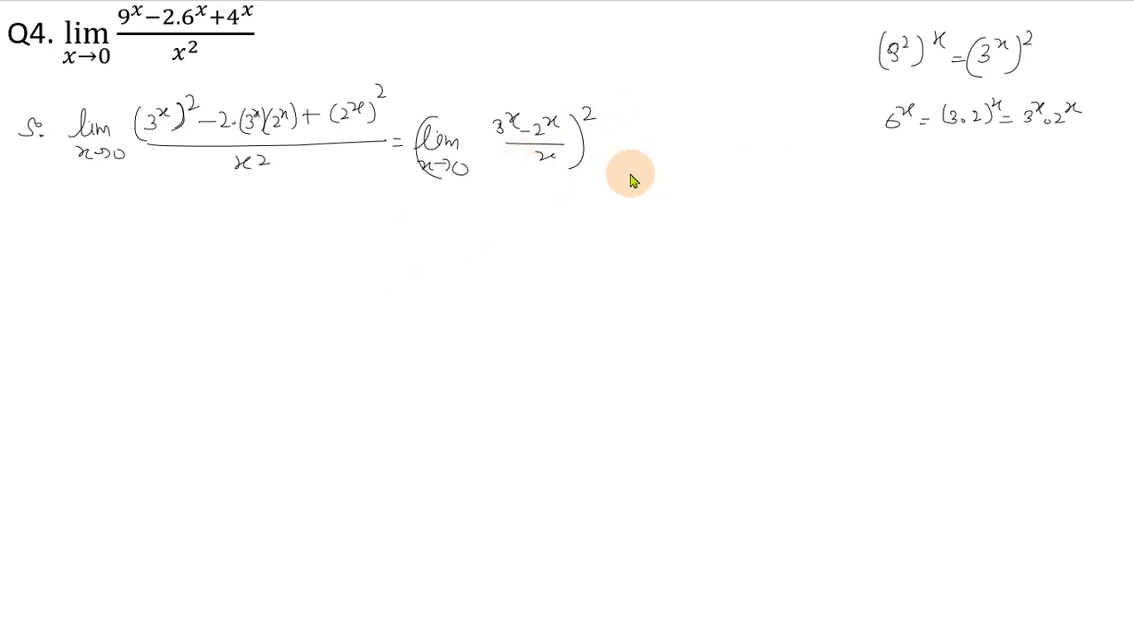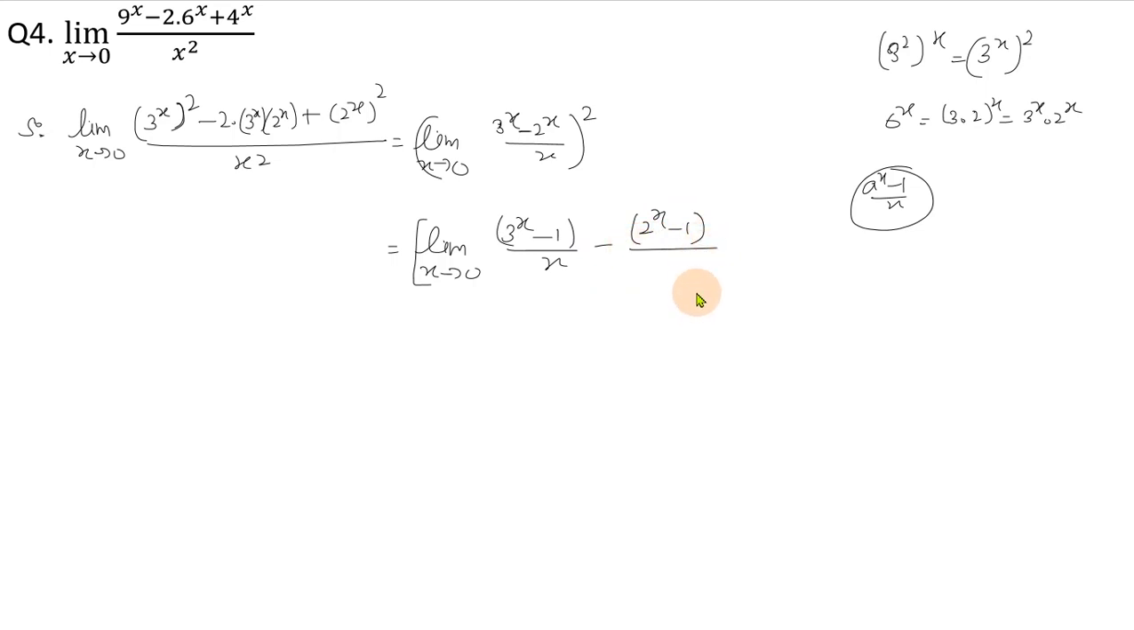Now we have to apply the formula a power x minus 1 upon x, because it is of the same form, but one term is missing, that is minus 1, a power x minus 1. So what we are going to do, just add and subtract 1. So here we write 3 power x minus 1 upon x, and for this term, it is minus, so we write 2 power x minus 1, adding and subtracting 1 and taking out minus sign common, whole square.